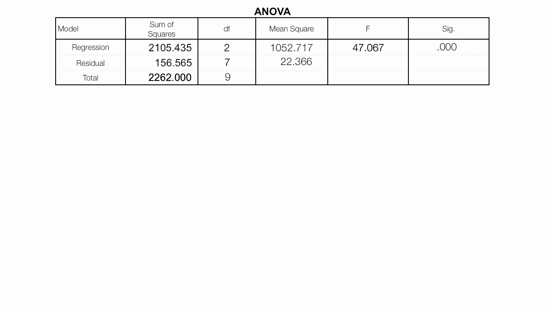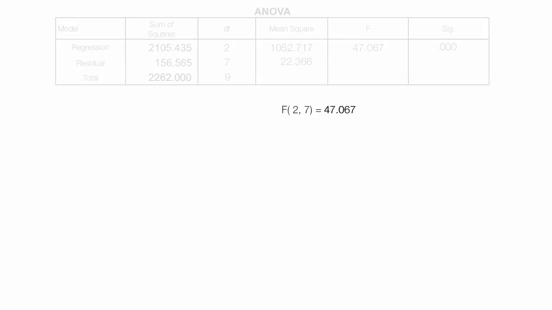The ANOVA result is written as F for Fisher, F, parentheses 2, which is the regression degrees of freedom, comma, the residual degrees of freedom, 7. And this is equal to 47.067. You will often see the 2 and 7 labeled as such, the degrees of freedom of the numerator and degrees of freedom of the denominator. I have an entire playlist on ANOVA I'd encourage you to watch as well to help you understand this concept.